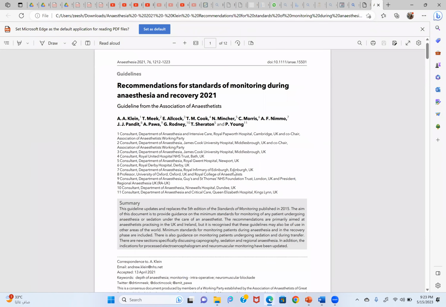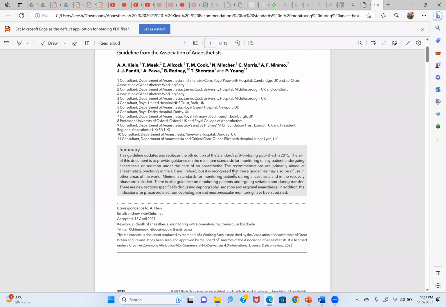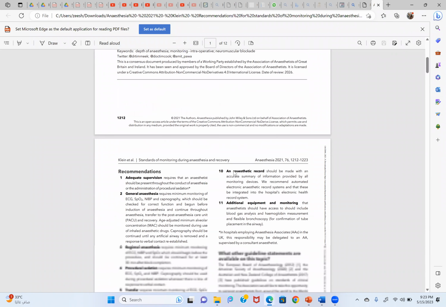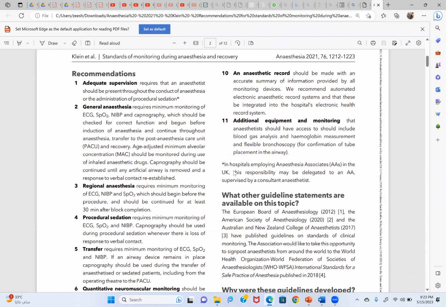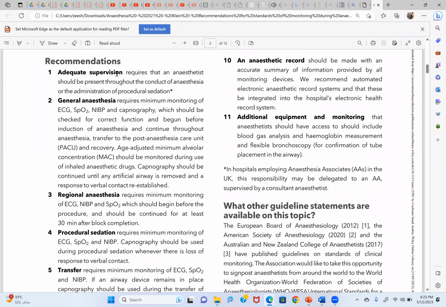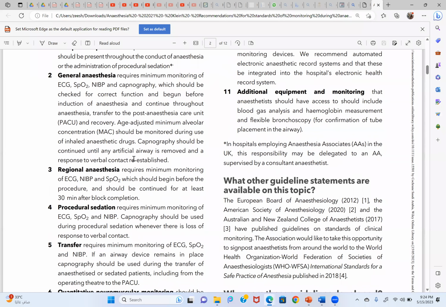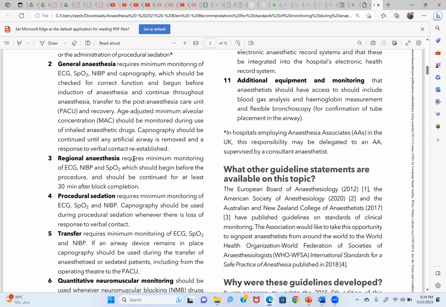This is the latest AAGBI guidelines, Association of Anaesthetists of Great Britain and Ireland. So you see the presence, adequate supervision. This is, you can say, anesthesia standard one monitoring: ECG, SpO2, NIBP, capnography. Okay, and another point which I want to tell, this monitoring standard, standard one, standard two, is there everywhere, up to post-op.